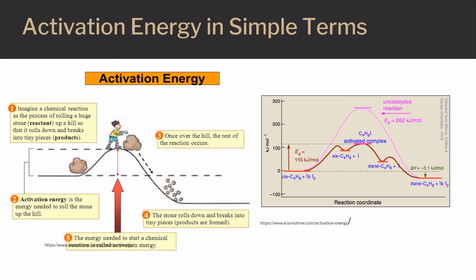One of the best examples involves rolling a large stone up a hill. The initial energy you use to roll the stone up the hill is the activation energy. It's the hardest part of the process. But as you can see in the diagram above, once you get the stone over the top of the hill, the rest of the reaction takes place, and the stone rolls down the hill, propelled by its own momentum.